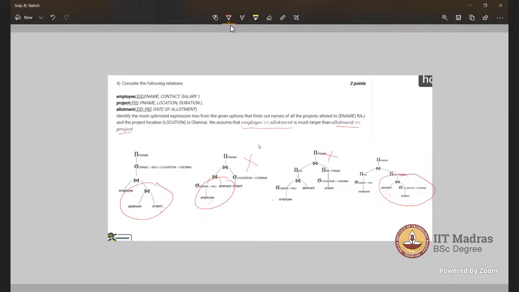Then we check here. After the natural join we perform the select operation. In option D you can see we first perform the select operation and then we perform the natural join. That's why this expression is the more optimized one. Okay, I hope it is clear to everyone.